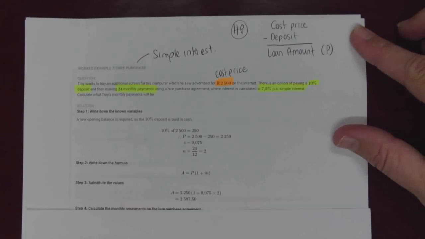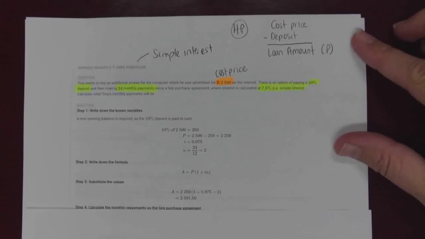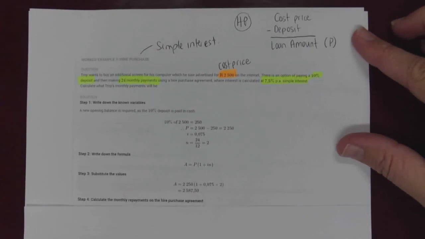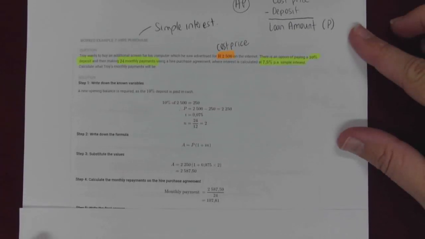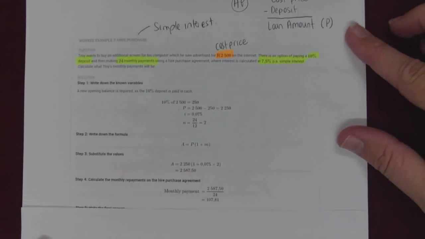So he will pay 2,587 and 50 cents, but that is not the monthly repayments. So what will he be paying on a monthly basis? So divide your A value by 24, and that is R107.81.